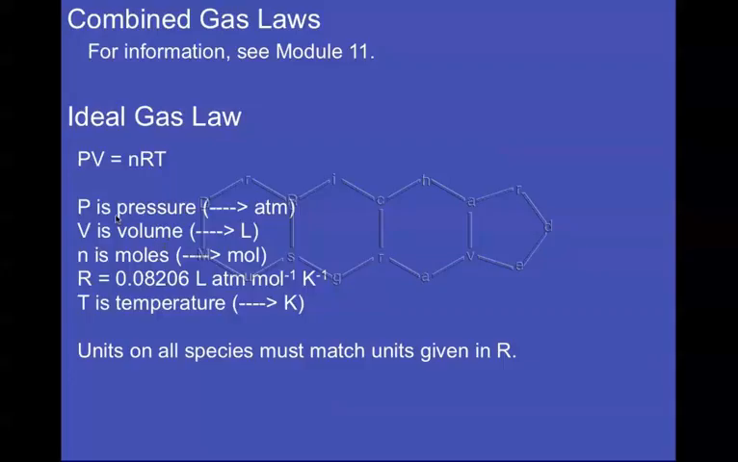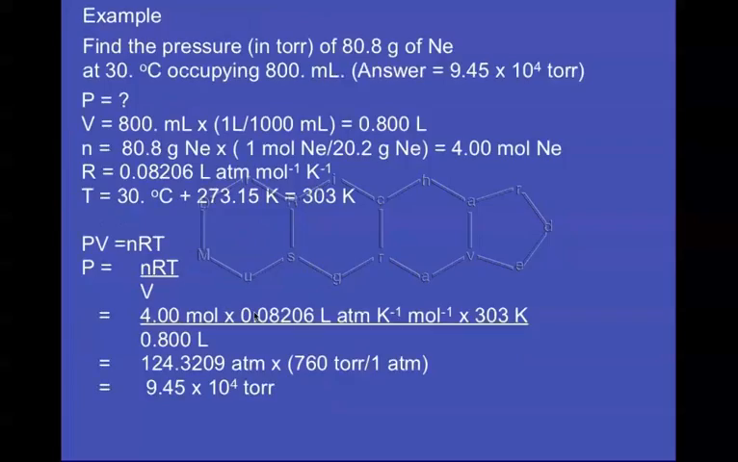If we're given the pressure in any other unit, we're going to have to convert to atmospheres. The volume is going to have to be converted to liters. We're going to have to have moles and not grams of substance, and we're going to need temperature to be in Kelvin. So let's look at how we might do this. Find the pressure in torr of 80.8 grams of neon at 30 degrees Celsius, occupying 800 mL.